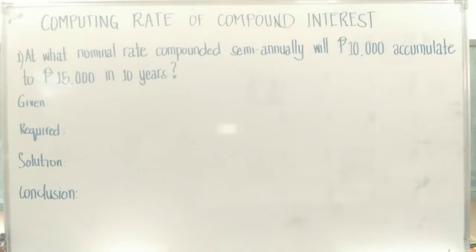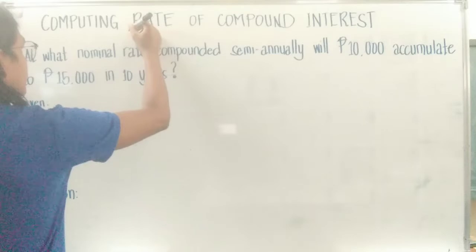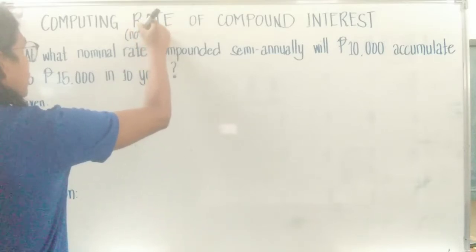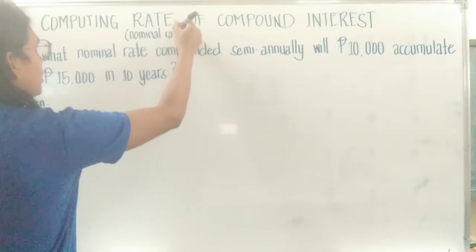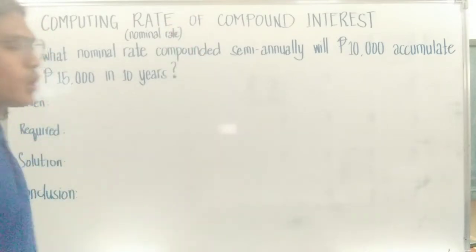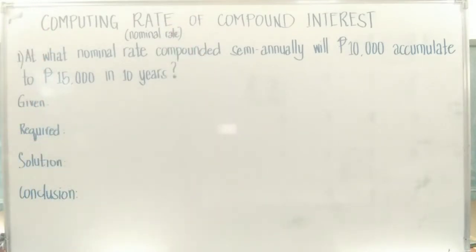Okay, for this day, our lesson will be about computing the rate of your compound interest. When we say rate, we are solving for, to be specific, your nominal rate, or in some cases, it is known as the annual rate of interest. Usually, rate is in percentage form. Okay?